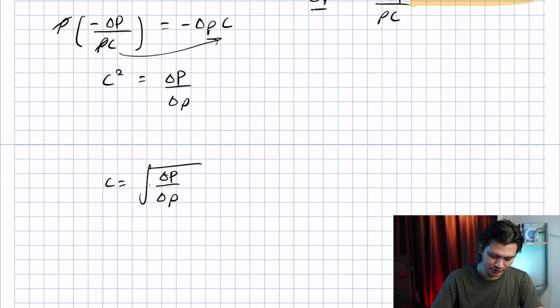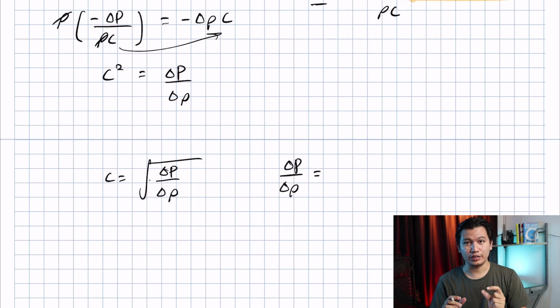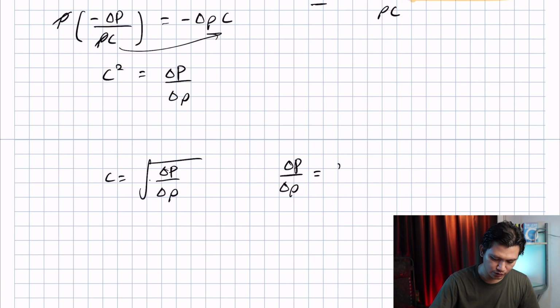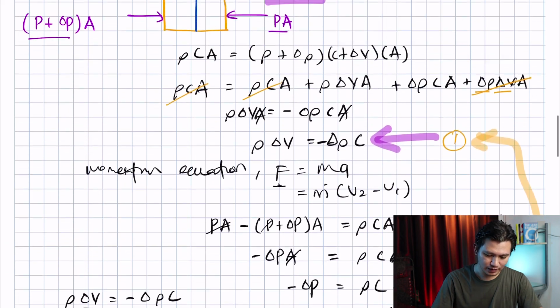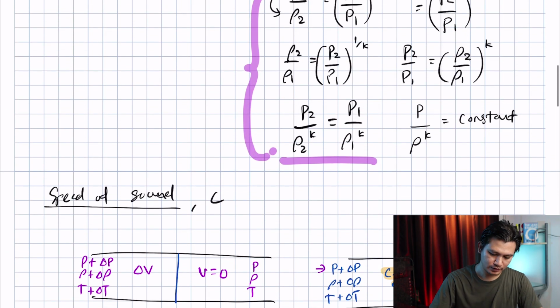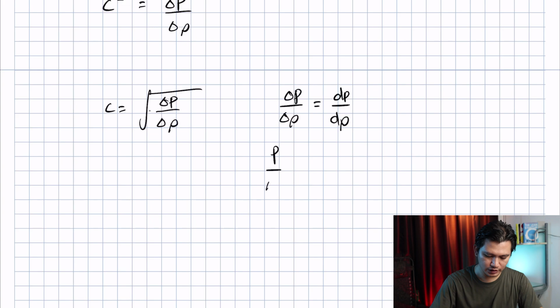Okay, now let's carry on. So delta P over delta rho, because the change is quite small, you can also write this as dP over d rho. Okay, so now basically you need the relationship between P and rho, the pressure and density. Now, if you remember, just now when we did the isentropic relationship, you have got something to relate pressure and density. And that relationship is actually this one. This is the relationship that we are looking for. So P over rho to the power of K is constant.